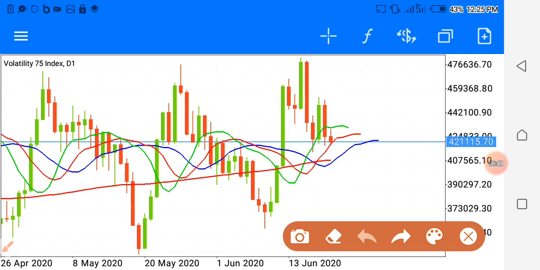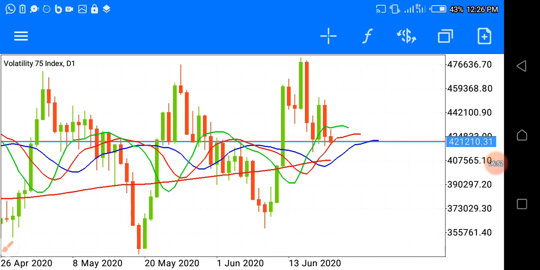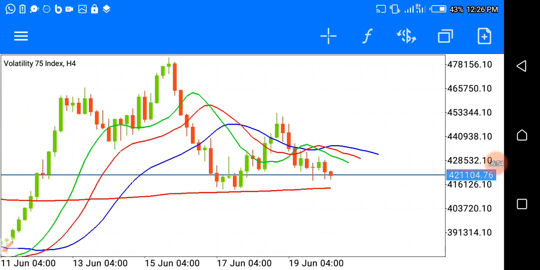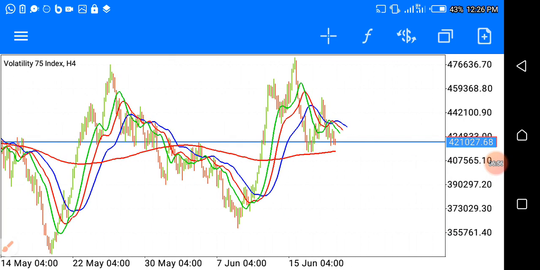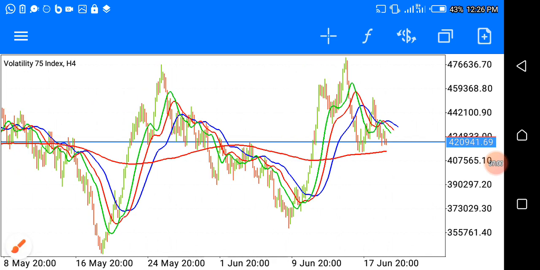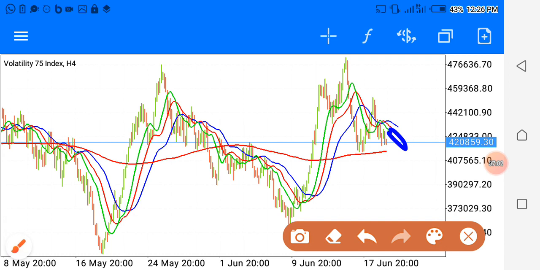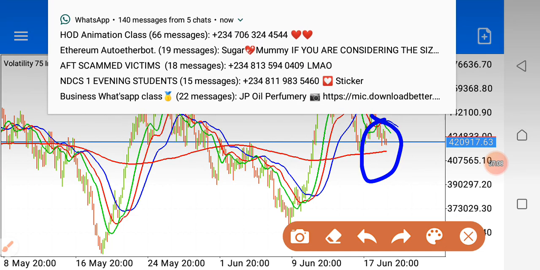But if you want to get into an early entry, just go to the 4-hour time frame. You can see how it is already. So you can take your trade at this point. Just as simple as that, and you're in the trade for a very long time.